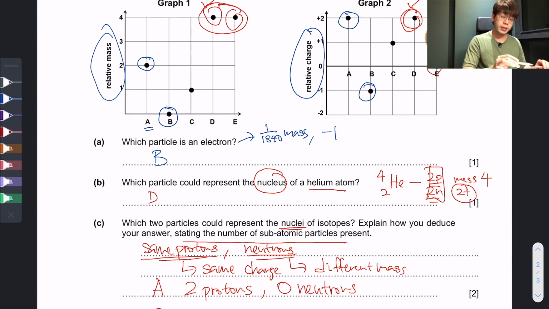Let's look at D. D has a charge of also +2. That means it also must have 2 protons. That's why it's an isotope. And it has a mass of 4. Okay? So because it has a mass of 4 and it only has 2 protons so far, that means the remaining mass must be made up of 2 neutrons. So this is how you're going to answer this question.